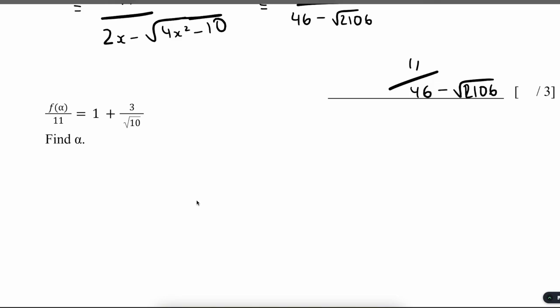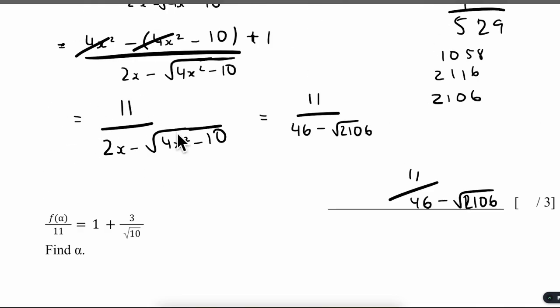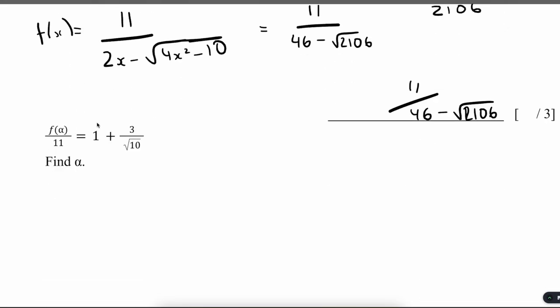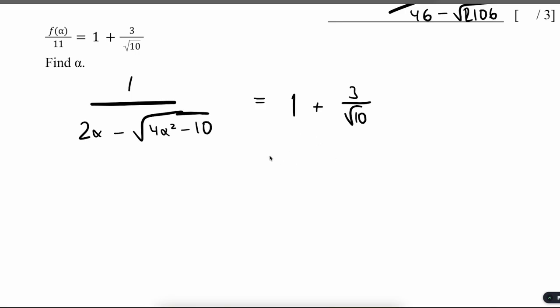Next question. F of alpha over 11 equals 1 plus 3 over root 10. This one's kind of a difficult one. You have to recognise, well, we've just used this in the previous question. This is f of x. So f of alpha over 11 is just going to be 1 over 2 alpha minus root 4 alpha squared minus 10. And that equals 1 plus 3 over root 10. So what we can do with this is make it into one fraction, 3 plus root 10 over root 10.